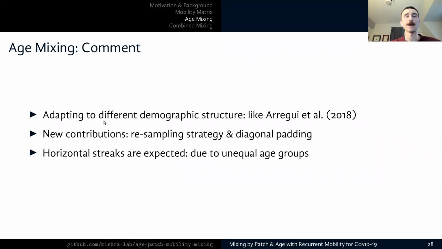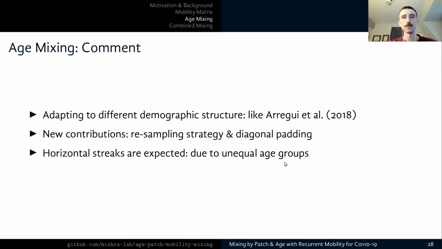So this idea of adapting these matrices to different demographic structures has already been implemented before, and the paper by Arregui et al. does a nice job of explaining some of the implementation details, better than I have today for sure. Our new contribution with this work is that we implemented this resampling strategy where we bilinearly interpolate up to 1-year age groups, including this diagonal padding, and then we aggregated across these two different operations between the self dimension and the other dimension. And just to clarify, those horizontal streaks are actually expected in this case.